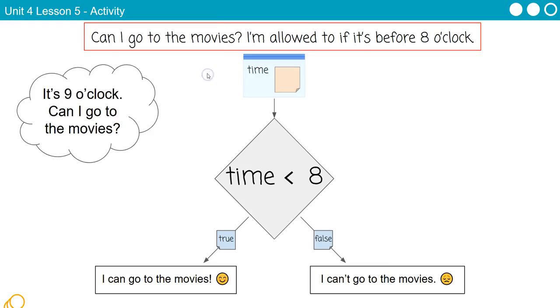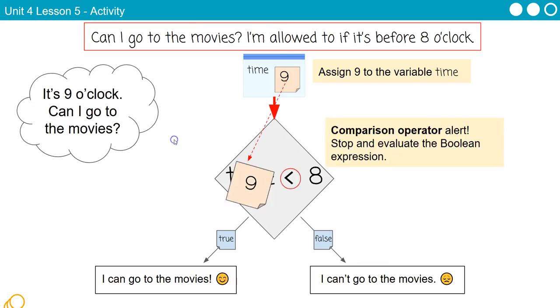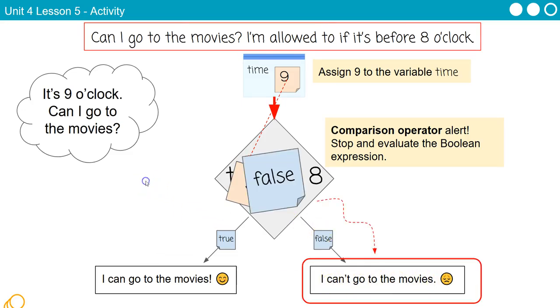We are going to pretend it's 9 o'clock, so our variable time has a value of 9. That feeds into this diamond. Anytime you're looking at these flow charts, the diamonds are your decision. That's where you're going to evaluate true or false. In this case, time is 9, so we're saying is 9 less than 8. That is false. So we would decide that I cannot go to the movies.